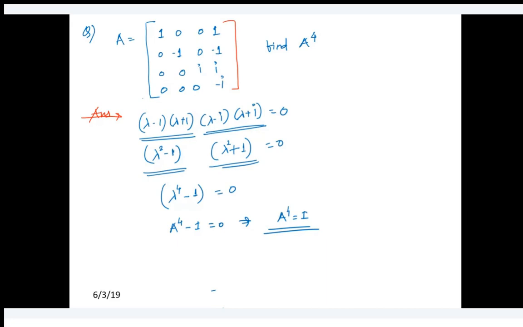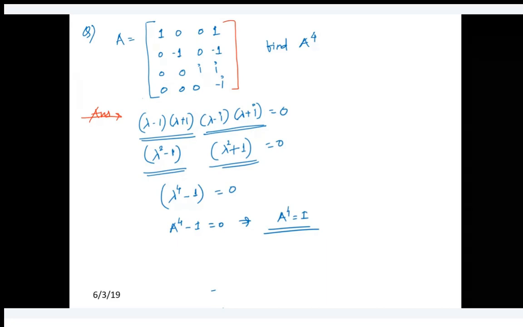Is it clear till this? This completes your first chapter, linear algebra. I hope you understood it from the beginning: basic concepts of matrix, determinants, inverse, rank of the matrix, solution of system of linear equations, eigenvalues, eigenvectors, and the Cayley-Hamilton theorem. If you have any doubt till this, feel free to ask. We can spend some time if you have any doubt.